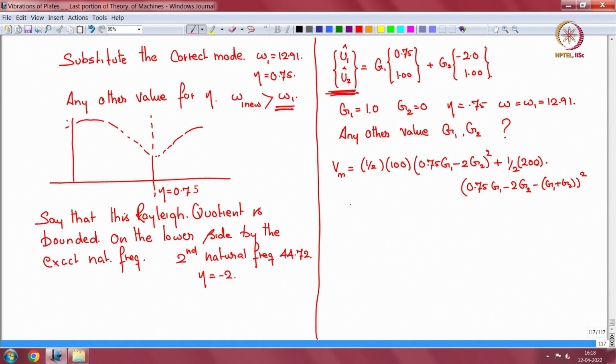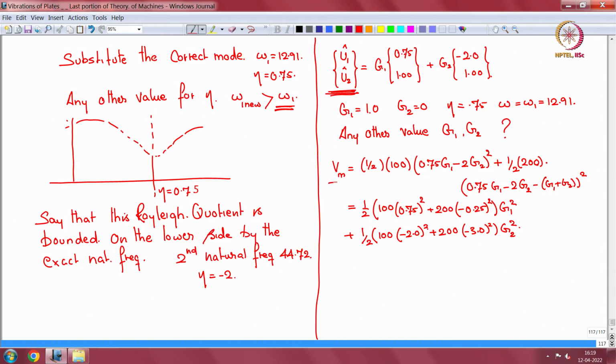which can be further simplified to 1/2 into 100 into 0.75 squared plus 200 into minus 0.25 squared into g1 squared, plus 1/2 into 100 into minus 2.0 squared plus 200 into minus 3.0 squared g2 squared.